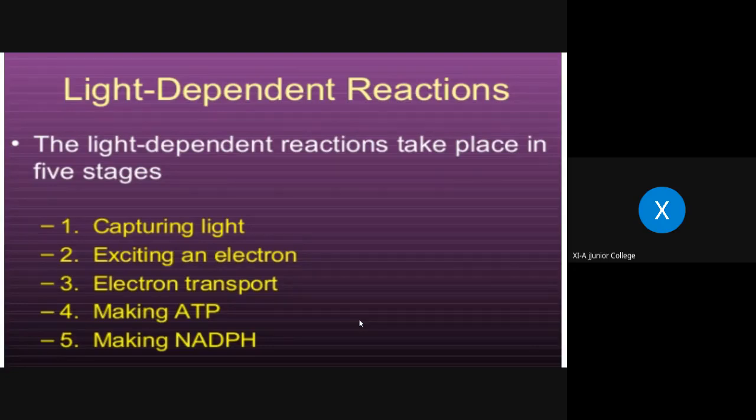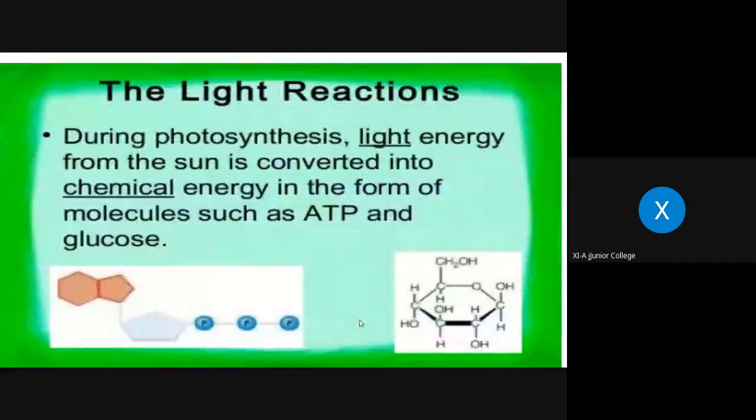When the electron is excited from the outermost orbit, it is accepted by an electron acceptor. These electrons are transported from one electron acceptor to another. So electron transport takes place, and during that transfer of electrons, an amount of energy is released, and that is stored in the form of ATP, or NADPH, that I will show you.